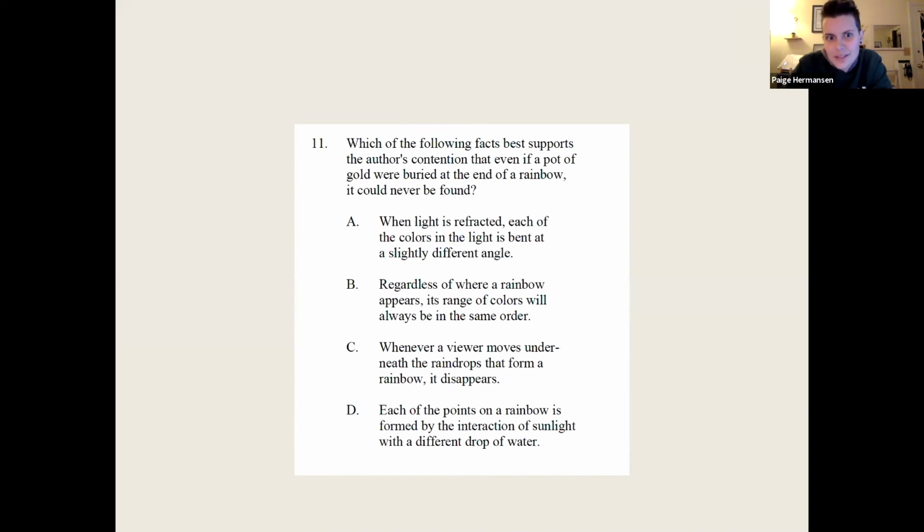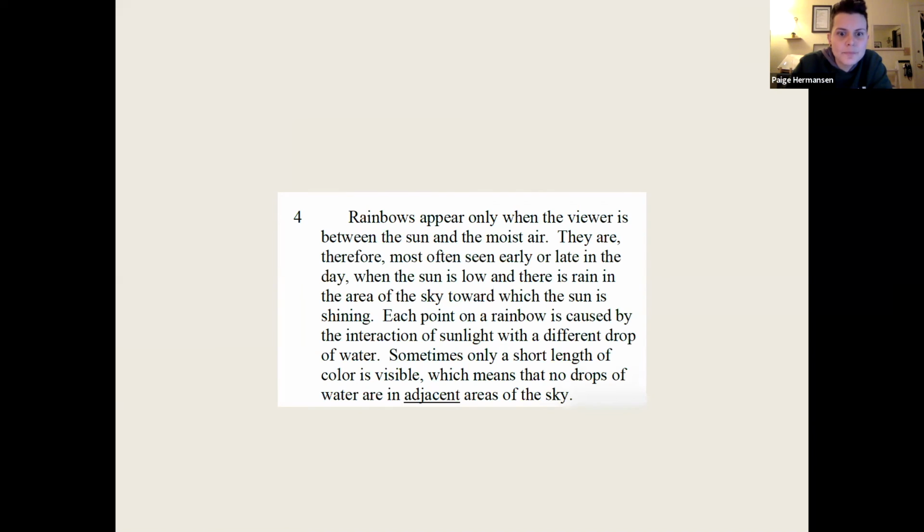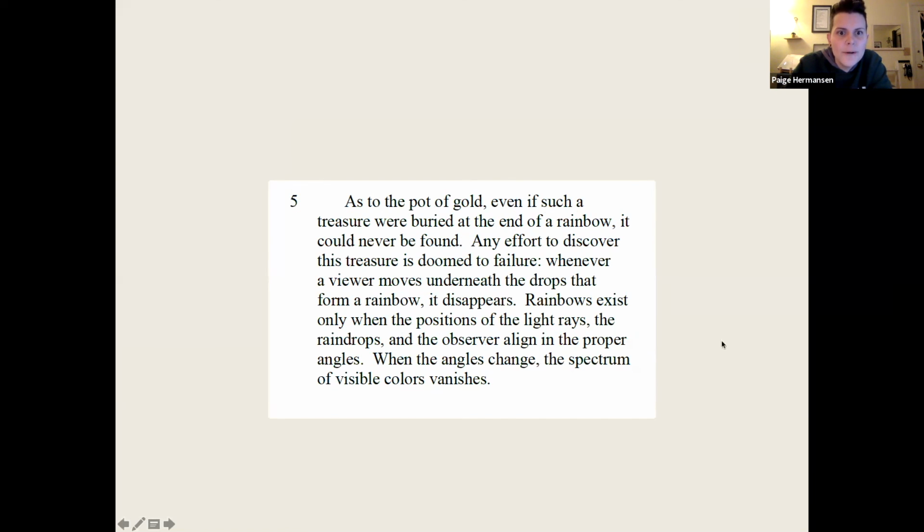And I know this is easy, but let's go back to that paragraph about trying to find the pot of gold. Any effort to discover this treasure is doomed to failure. Whenever a viewer moves underneath the drops that form a rainbow, it disappears. What we're going to see on the writing subtest is that this piece of punctuation here, the colon, basically stands for that is, or here's why, or here's the answer. The colon introduces basically the answer to a question or the items in a list.